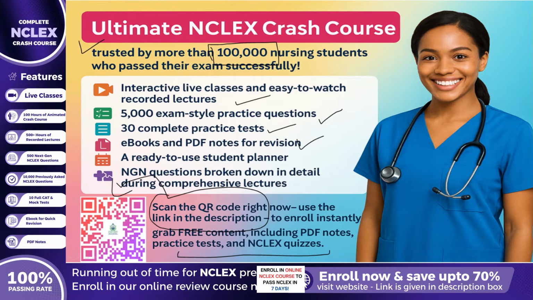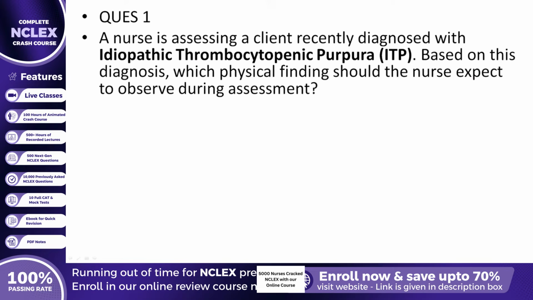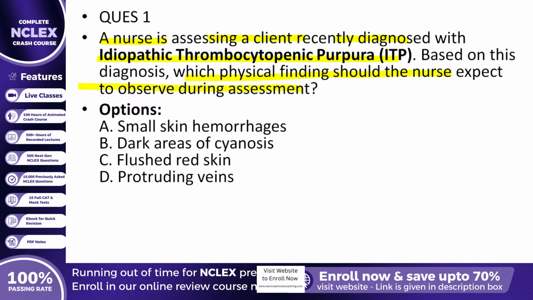Let us now move into another essential hematologic concept that every nurse must confidently recognize in both clinical practice and the NCLEX exam setting. A nurse is assessing a client who has recently been diagnosed with idiopathic thrombocytopenic purpura, also known as ITP. The question asks, based on this diagnosis, which physical finding should the nurse expect to observe during assessment? Here are the options to consider.